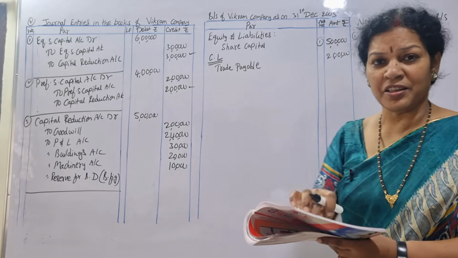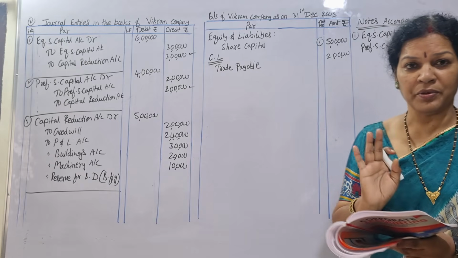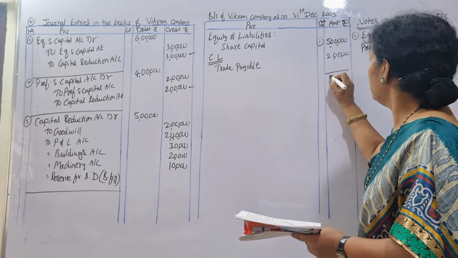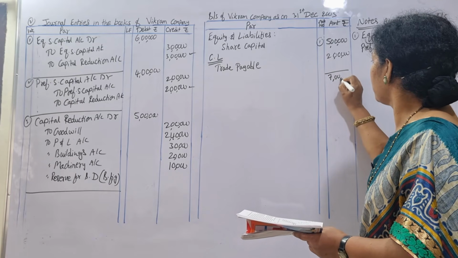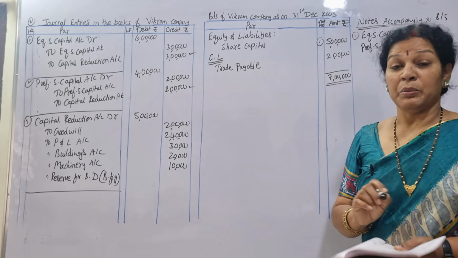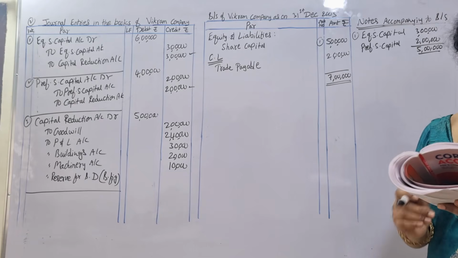There is nothing else on the liability side. We found only the shares and creditors that we have written. Now it comes to a total of 7 lakh. Liability side is 7 lakh. Now coming to the asset side.